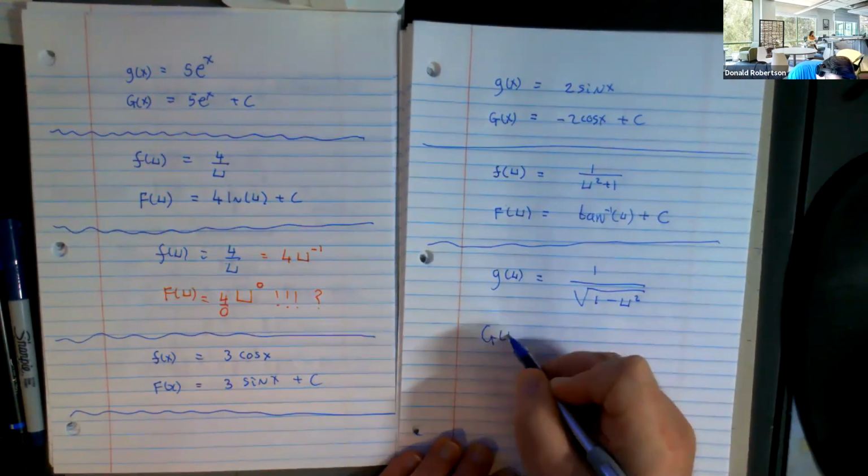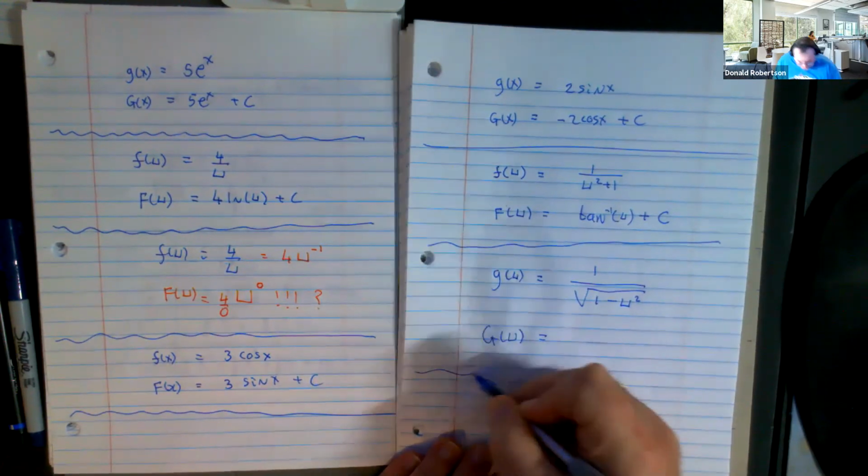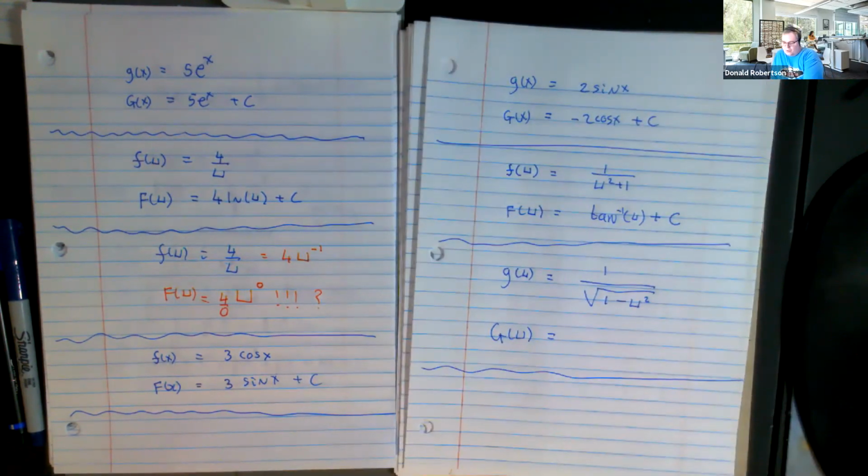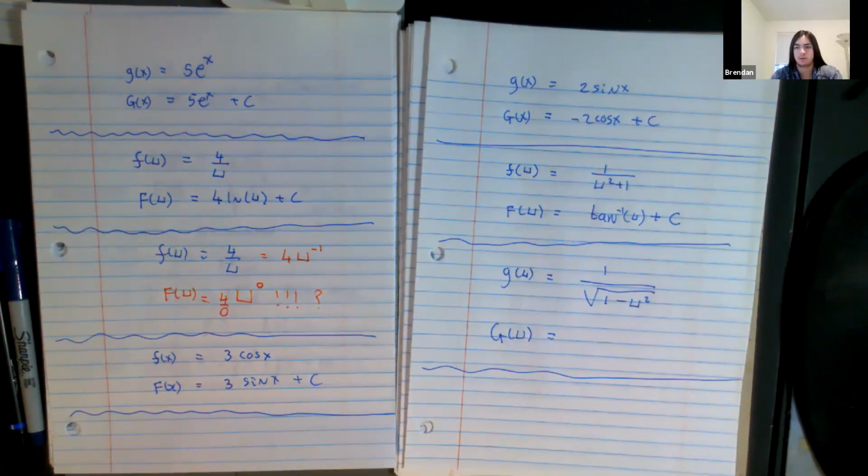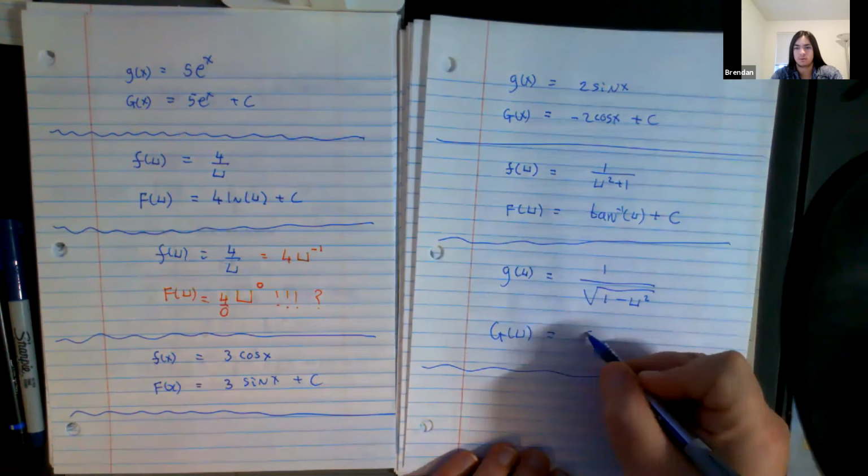Wow. I'll be impressed if anybody can remember this one. What's the antiderivative of 1 over the square root of 1 minus u squared? I'll give you a clue. It's an inverse trig function. Is it inverse sine? Nailed it.